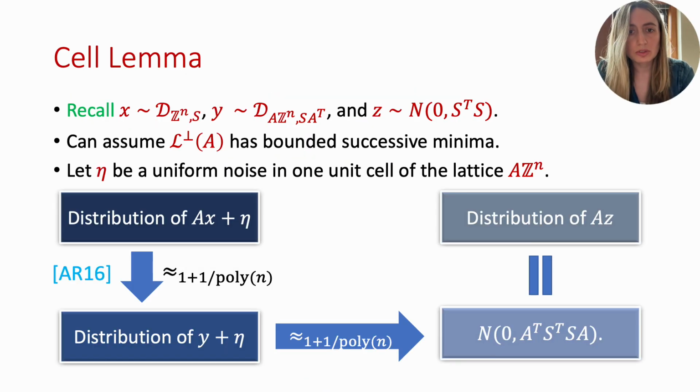So we will show this through a sequence of steps. First, we show that the distribution of AX plus eta is very close to the distribution of Y plus eta. This follows directly from our preprocessing and by applying the theorem of Agarwal and Regev. Next, we show that the distribution of Y plus eta is close to the continuous Gaussian centered at 0 with covariance A transpose SA. And in fact, this is exactly the distribution of A times Z. So by linking all of these arrows together, we've shown that the distribution of AX plus eta is close to the distribution of A times Z, where Z is a continuous Gaussian.